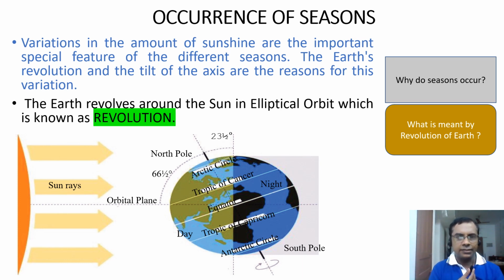Now we can study about the revolution of Earth. The Earth revolves around the Sun in an elliptical orbit, which is known as the revolution. In this slide, we have shown the representation of Earth, that is the globe, and the various degrees and the rays of Sun falling on the different parts of Earth.